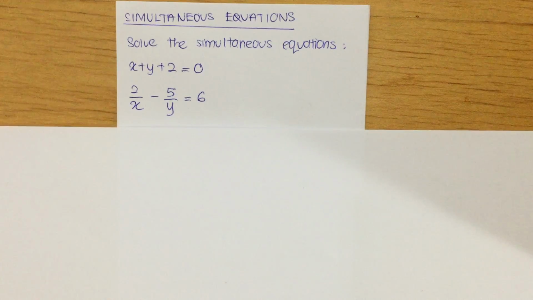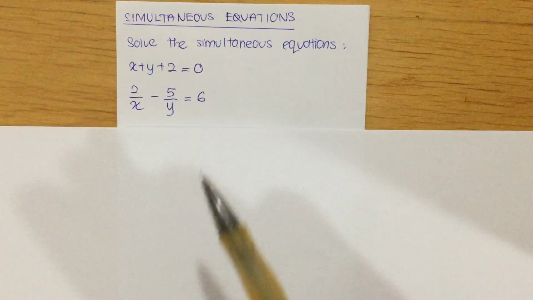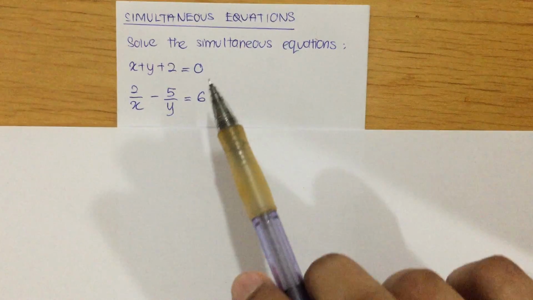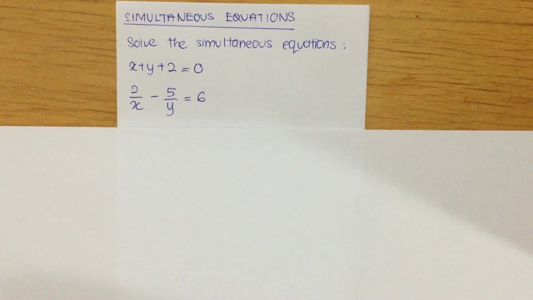Alright guys, without further delay, let's jump to the question now. In this question they asked to solve the simultaneous equation x plus y plus 2 equal to 0, which is a linear equation, and then they've already given us 2 over x minus 5 over y equals 6. So in this question, it's involving a linear equation and a non-linear equation. I'm going to show you the solution and the step-by-step working. Let us begin.